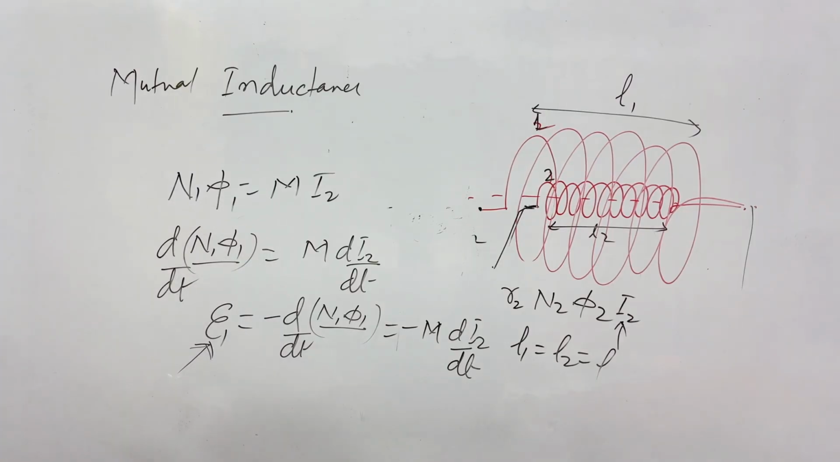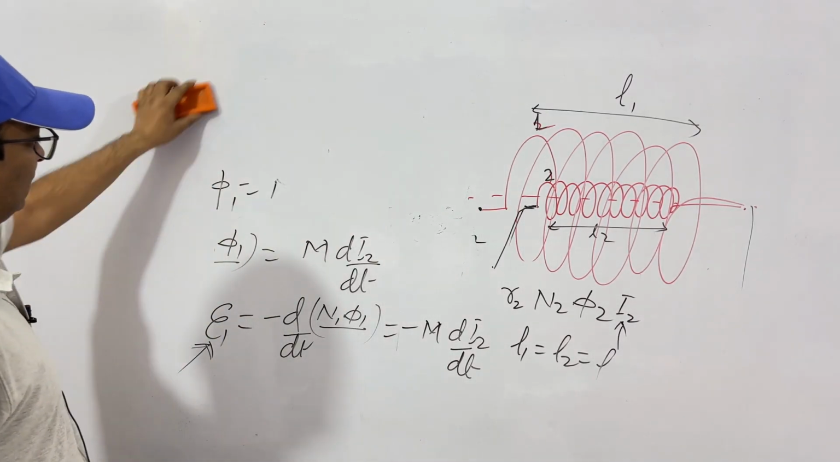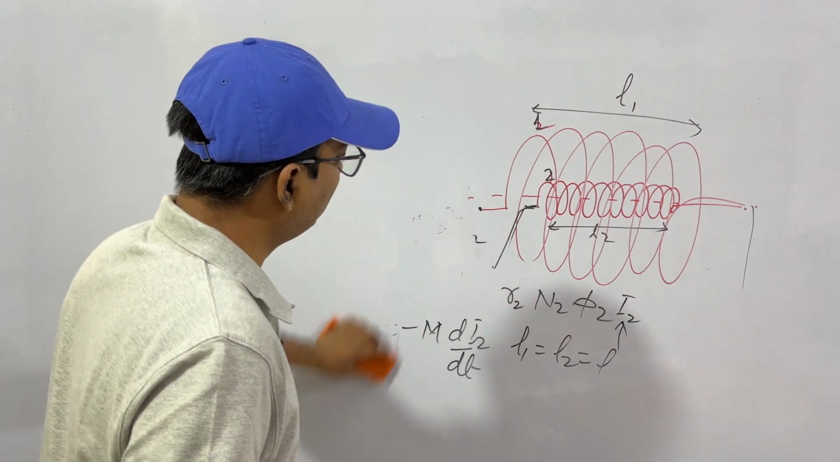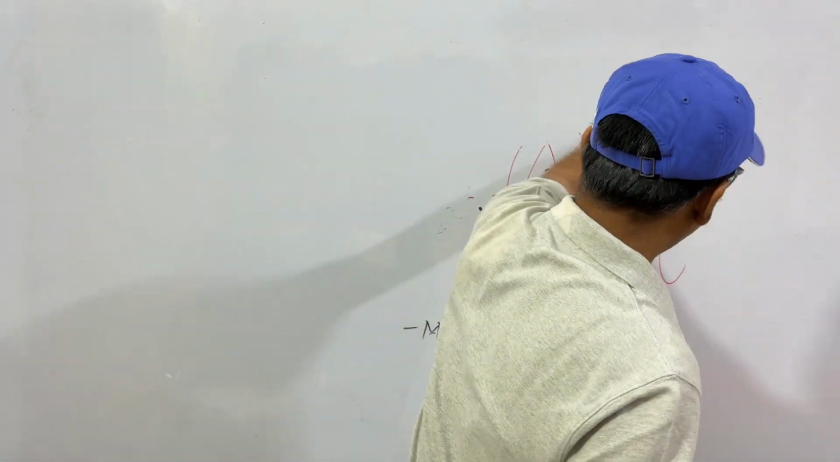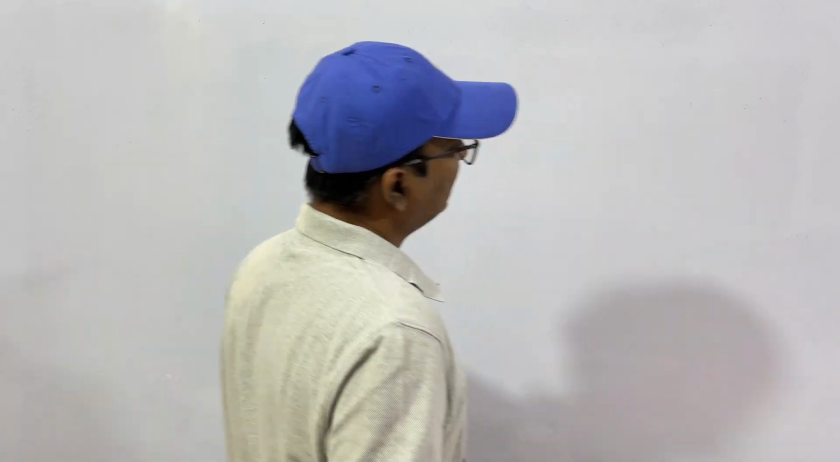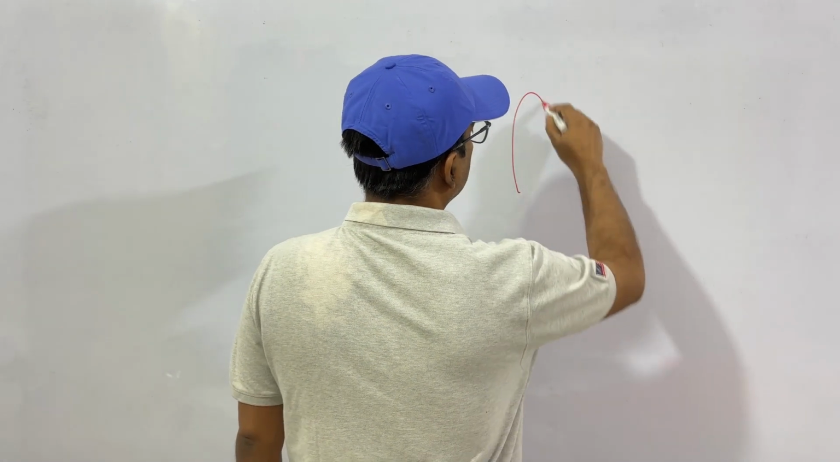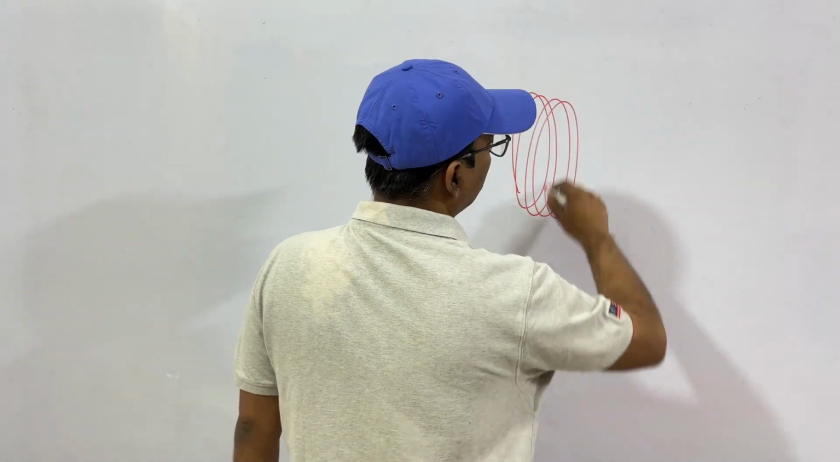Okay. So we have seen mutual inductance, we have seen the electromotive force due to mutual inductance. Now let's see self-inductance. I told you, if we have a coil and the current is changing with respect to time. Let's say this is our coil. Okay, the number of turns is n.